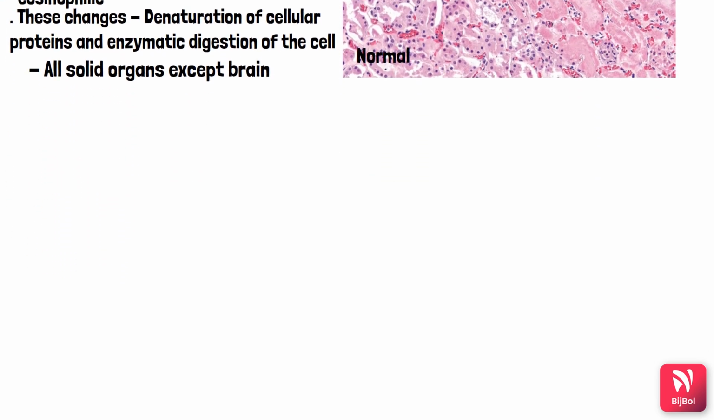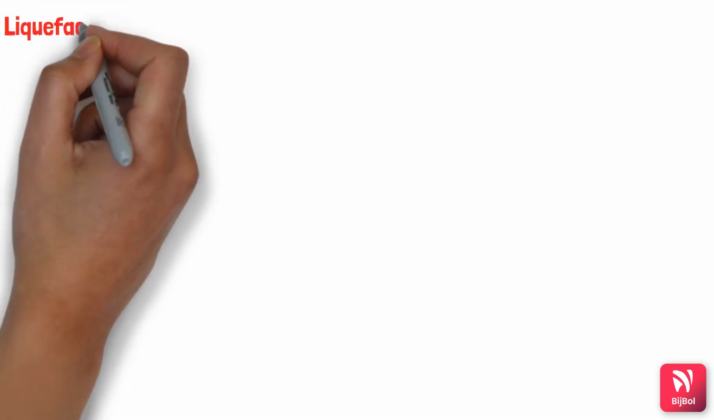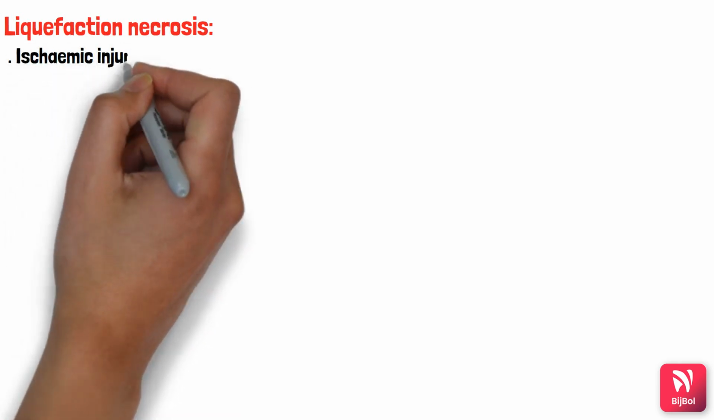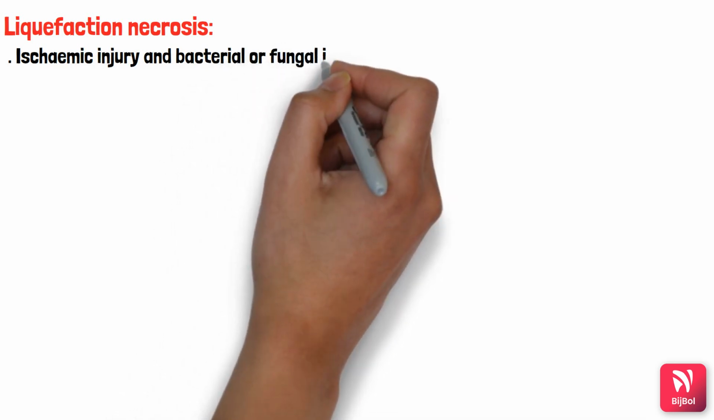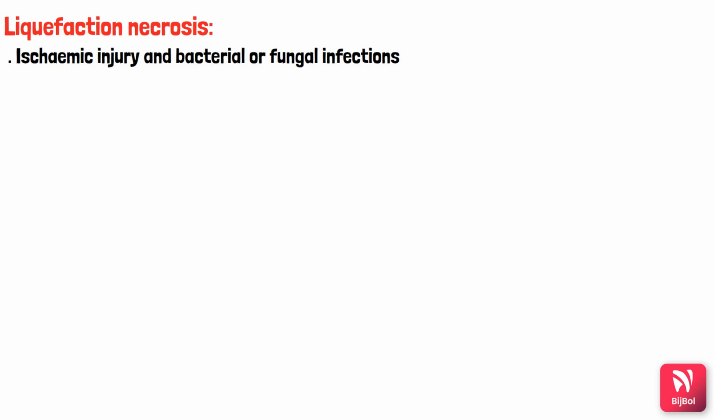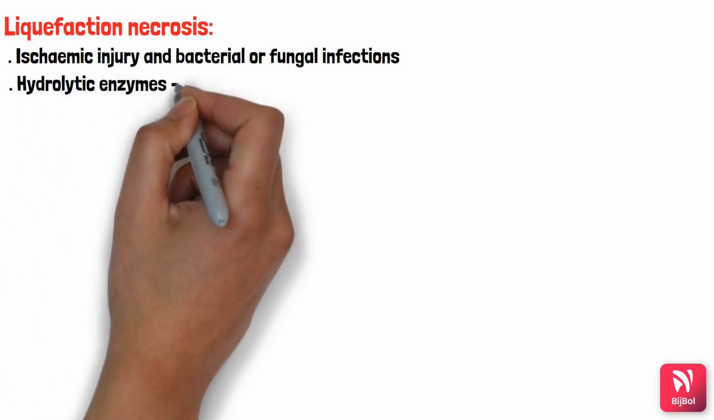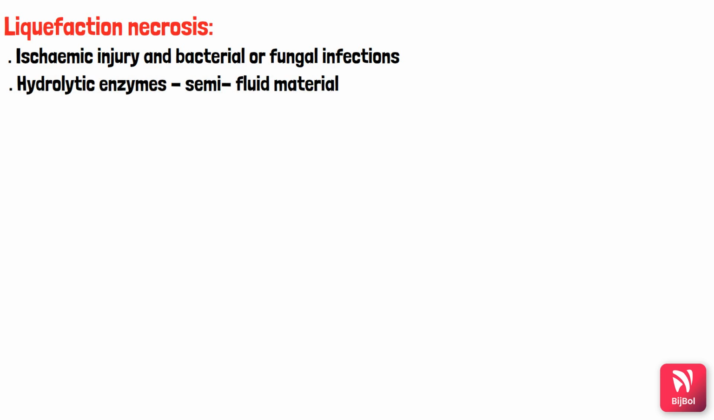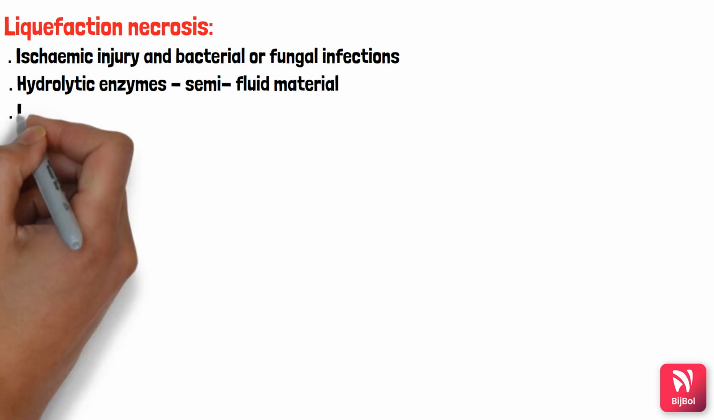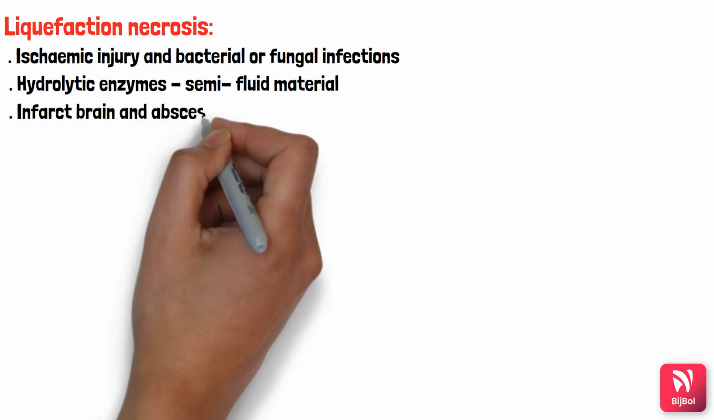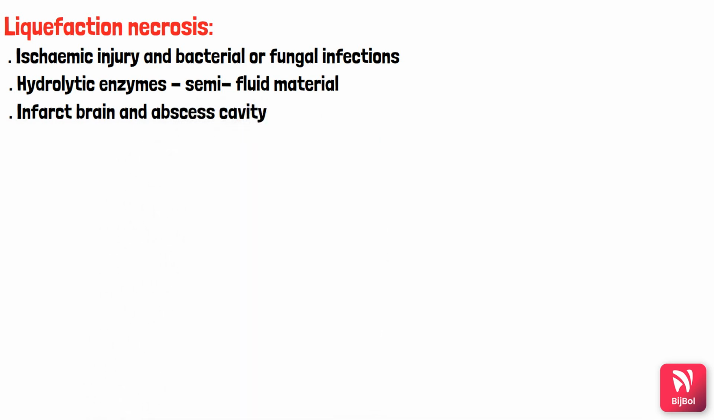Next we shall see liquefaction necrosis, which is also called colliquative necrosis. This liquefaction necrosis is also because of ischemic injury as well as bacterial and fungal infections. What happens is that the ischemic injury and bacterial and fungal infections release hydrolytic enzymes. These hydrolytic enzymes cause tissue degradation, resulting in semi-fluid material. That is, the dead cells will be completely digested, transforming the tissue into a liquid, viscous mass. This liquefaction necrosis is seen in infarcted brain and abscess cavity, whereas coagulative necrosis is seen in all other solid organs except the brain.